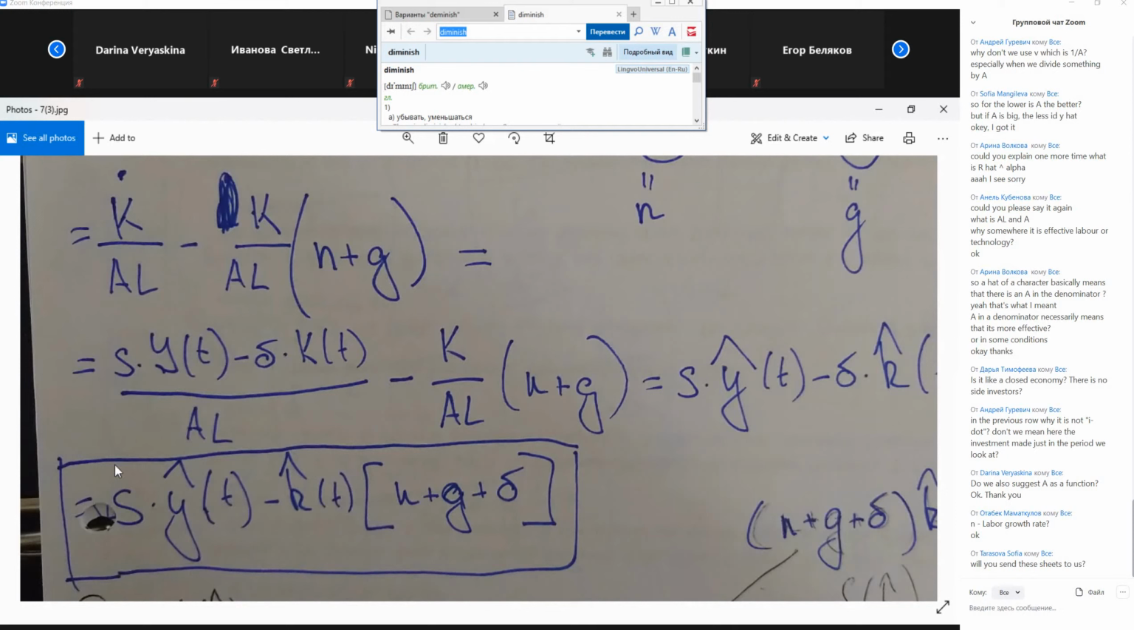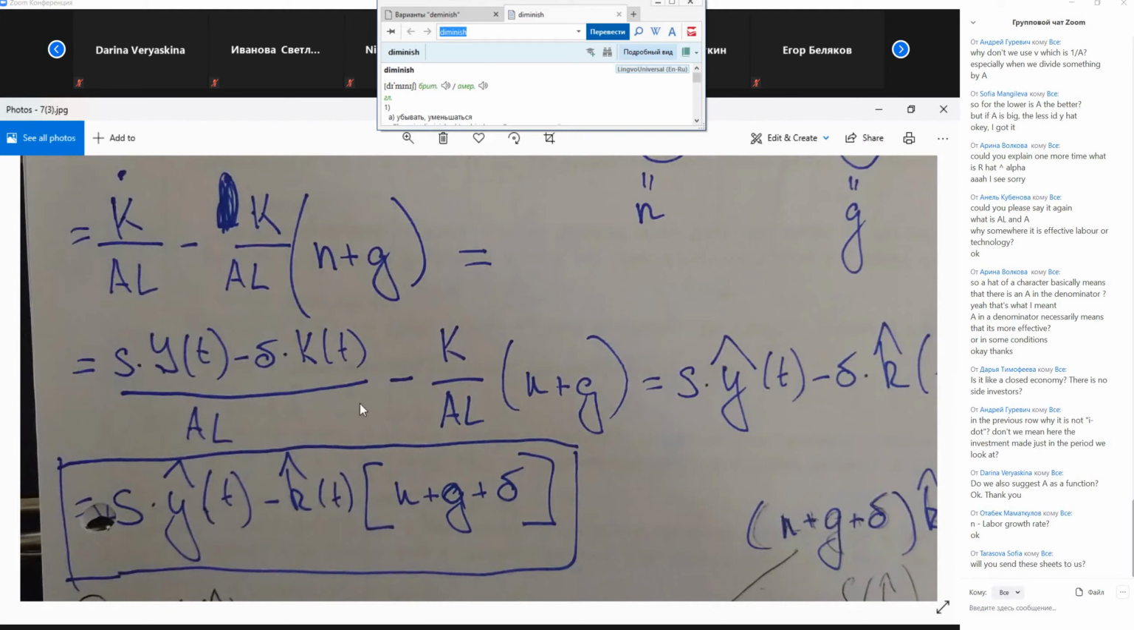With the first thing, it's super easy. So per unit of effective labor, we save some given amount of output per unit of effective labor. And this is what we invest. That's easy to understand.